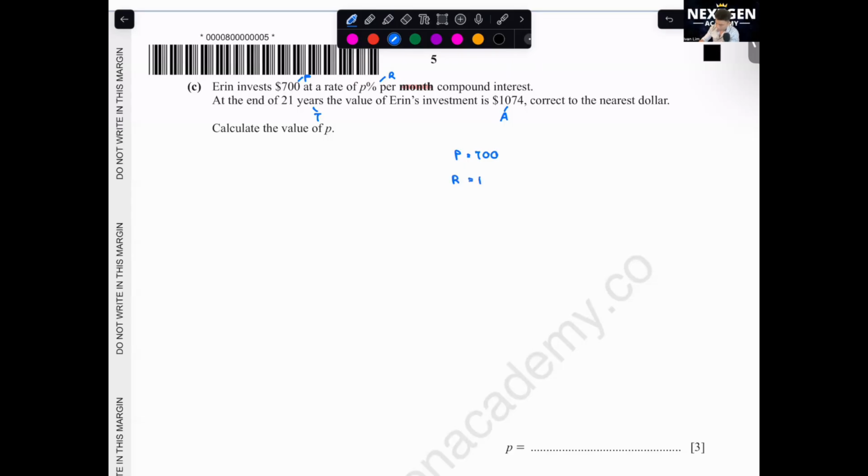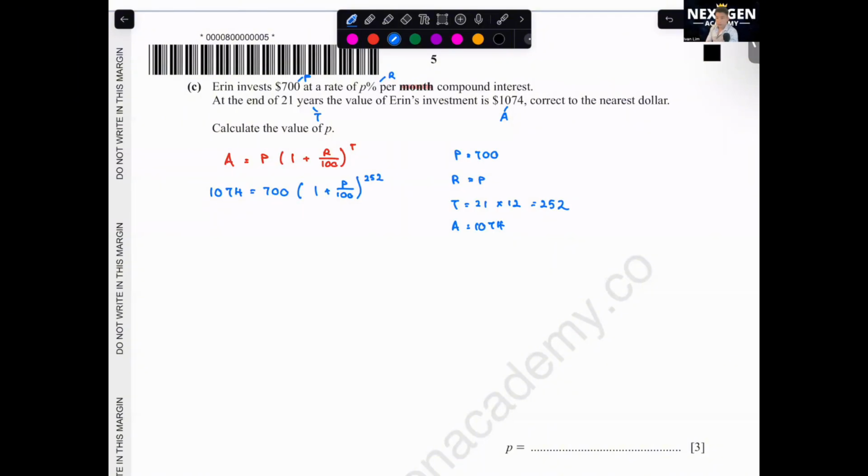R is equal to little p. The T over here will be 21 times 12, which is equal to 252. So now we substitute into the formula, which is A equals P bracket 1 plus R over 100 to the power of T. We had one more value, which is 1074. So 1074 equals 700 times 1 plus small p over 100 to the power of 252.